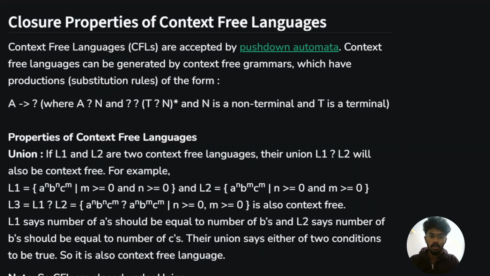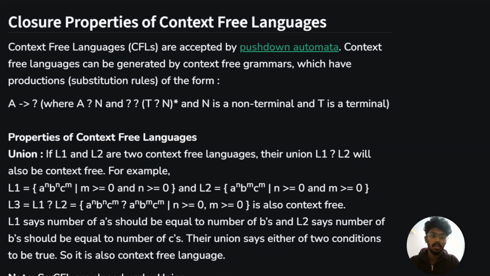Today we are going to discuss closure properties of context-free languages. Context-free languages are accepted by pushdown automata. Context-free languages are generated by context-free grammars, which have productions of the form A → α, where A is a non-terminal and α is a string of terminals and non-terminals.